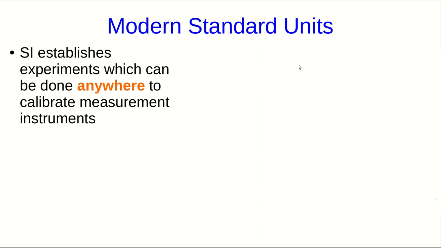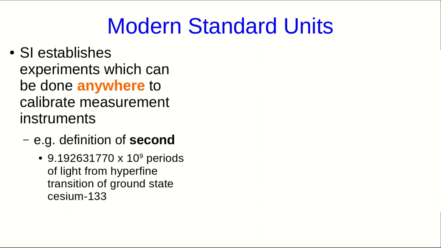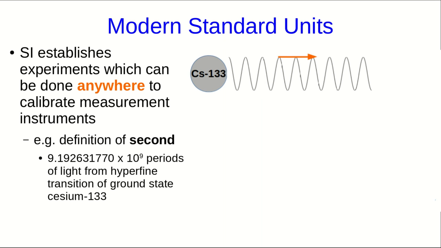In our modern system of units, it's important that these calibrations are experiments that can be done anywhere and get the same result. So take the definition of the second in the SI. It's a particular large number of periods of light from a transition of cesium-133. That sounds complicated, but here's basically how it works.